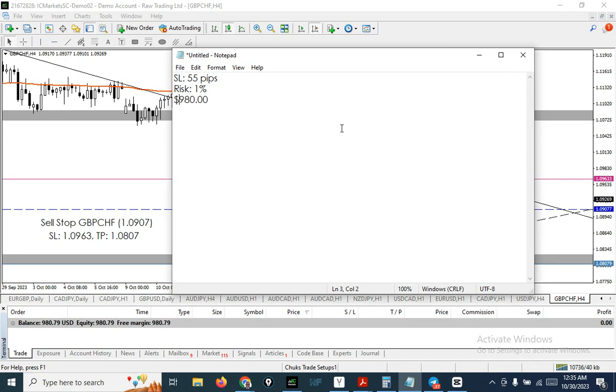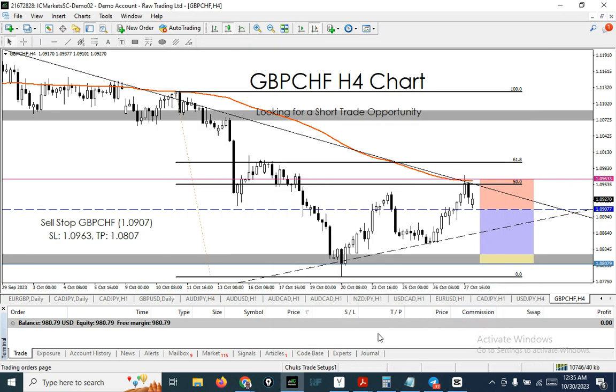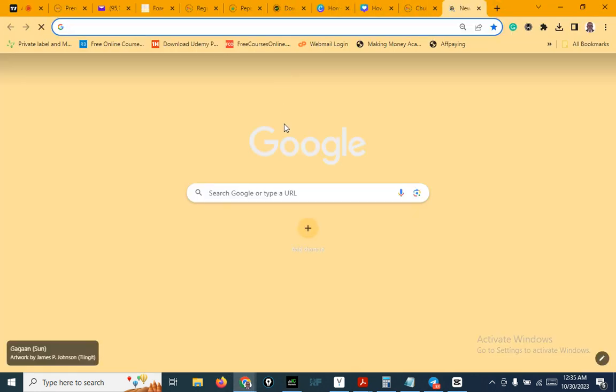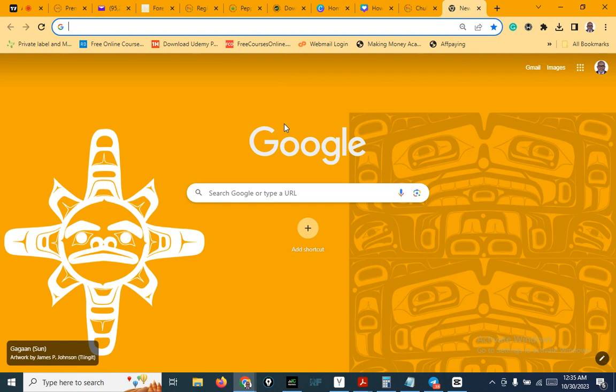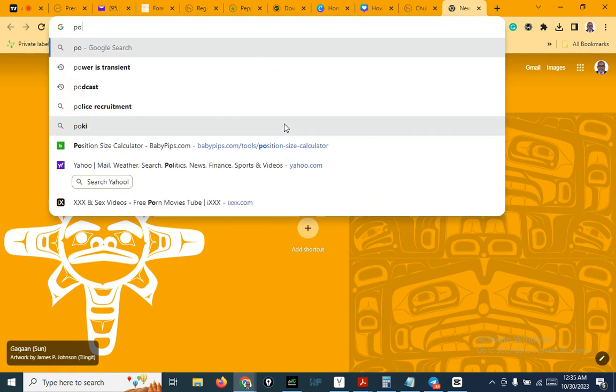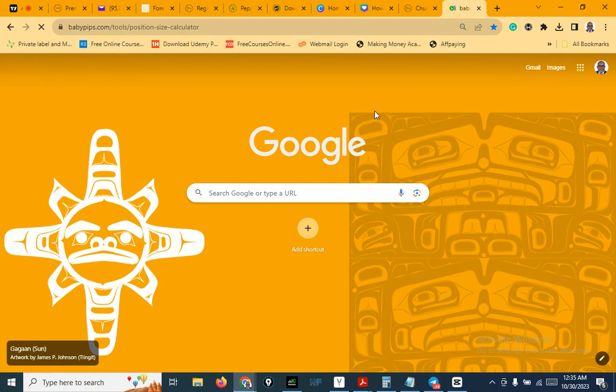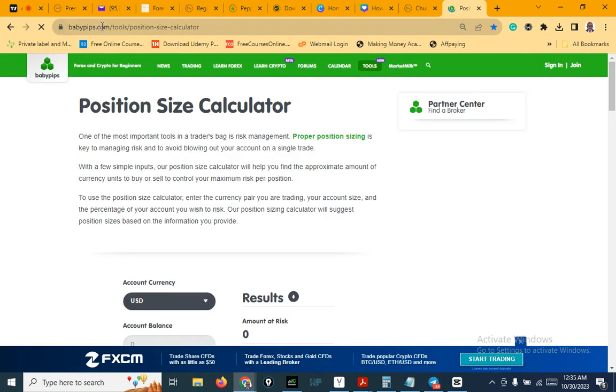So to calculate the lot size I will use to enter this trade, you just come to your lot size calculator, BabyPips. You just go to BabyPips and search for the position size calculator. You can copy this link. This link will bring you to the position size calculator.